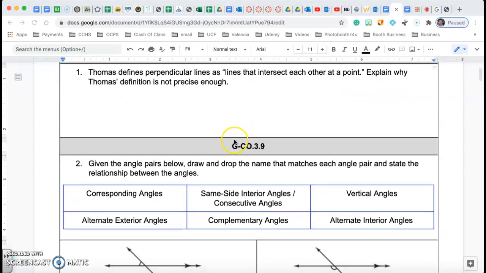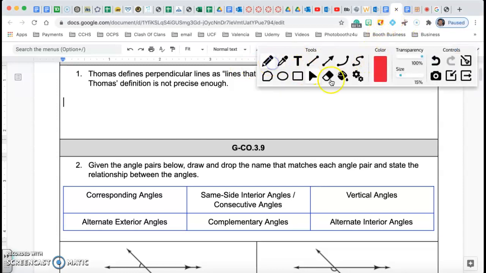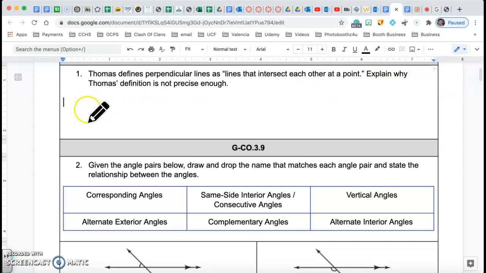Thomas defines perpendicular lines as lines that intersect each other at a point. Explain why Thomas' definition is not precise enough. Perpendicular lines, let's start from there. So Thomas is talking about perpendicular lines. In order for me to have perpendicular lines, intersecting is not enough. This is intersecting. This is intersecting. They're not perpendiculars. Intersecting, I need to talk about the angles. So my two lines have to intersect at a 90-degree angle. How can I make sure that I have a 90-degree angle?